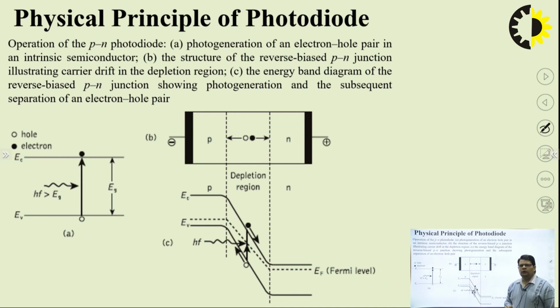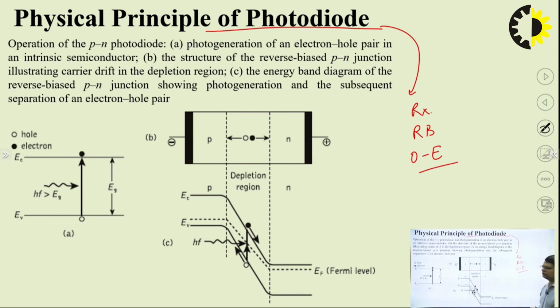Now, the working principle of a photodiode or photodetector. We know that photodiodes and photodetectors are used on the receiver side. These work with reverse biasing, and the main function is optical to electrical conversion. So the working principle that can be used for optical to electrical conversion is explained here.